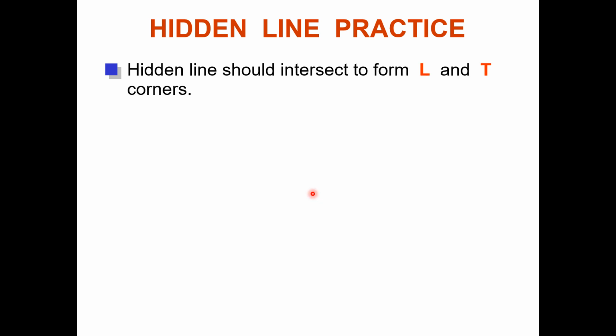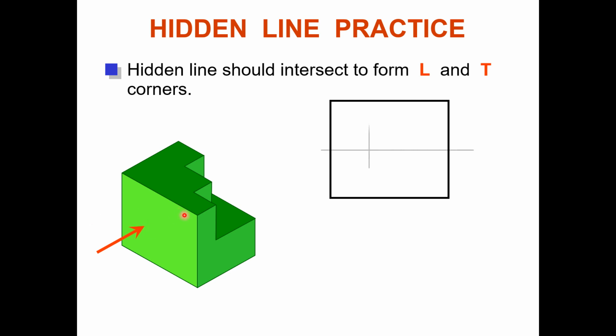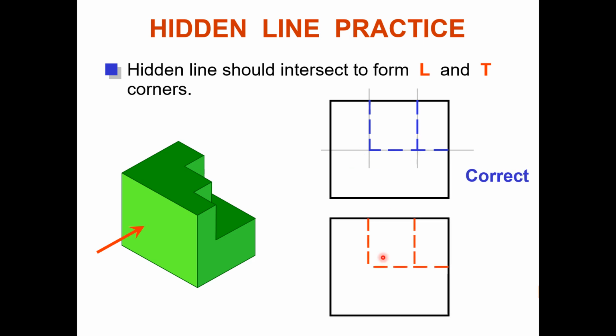Hidden line should intersect to form L and T corners. Here there are two cuts, 1, 2 and third. Backside solid face. Okay, at this there is a cut. Here L shape and T shape are forming due to hidden lines. That is correct, and that is incorrect.